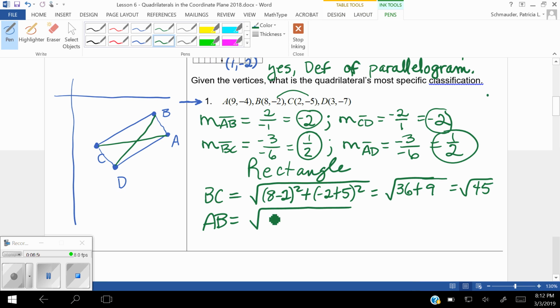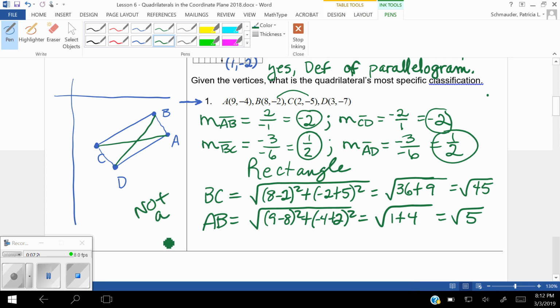So let's see, AB is 9 minus 8 squared plus negative 4 plus 2 squared. So that's 1 squared plus negative 2 squared. So that gives me the square root of 5. So definitely not a square, because all sides would have to be congruent, and I've just shown that that's not the case in these two steps. So rectangle. That is our most specific classification.